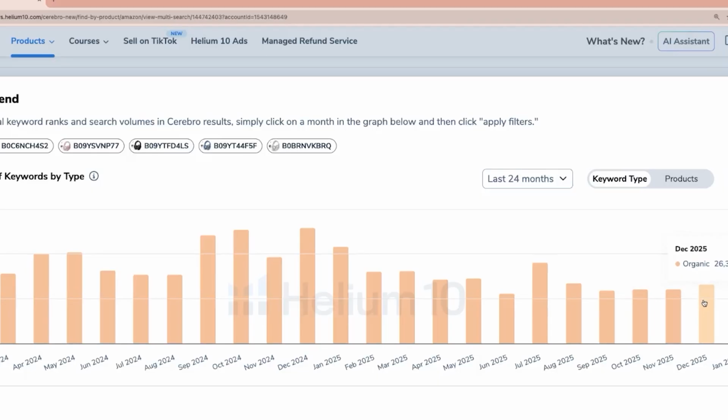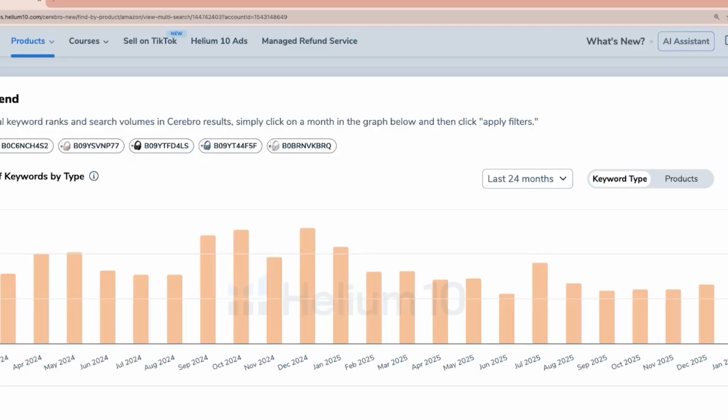But it's not really a boost. If you look at December 2025, there are 26,000 keywords. And if you look at December 2024, there's double the amount. There are almost 52,000 keywords that we're showing for. So it's a huge difference. And that's one of the biggest reasons why sales plummeted this year. And they continue to plummet.